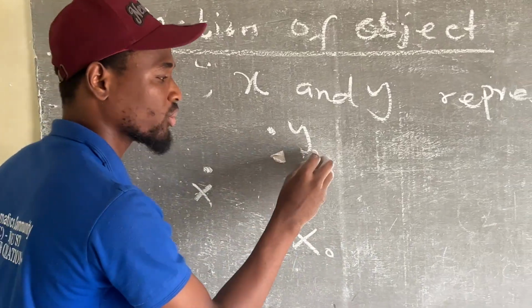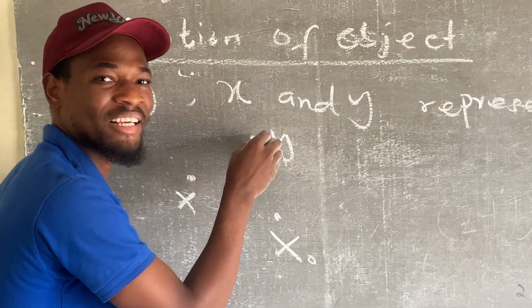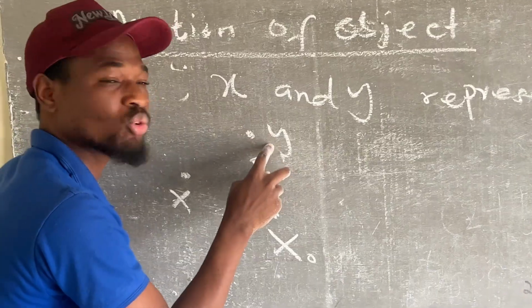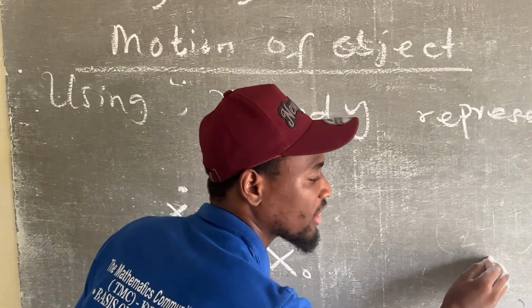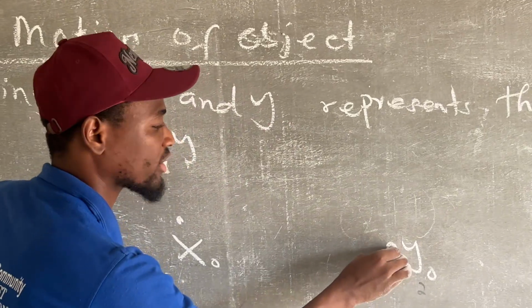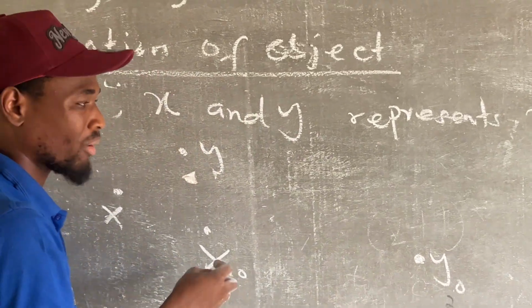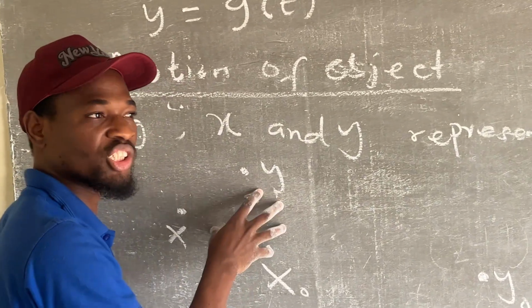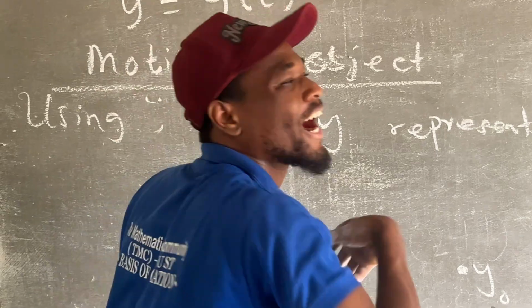The same also applies to this one. So let's say after 10 seconds or 1 hour, maybe this one would have moved to another location. Let's call it y naught this way. So parametric equation helps us to understand the position as well as the time.